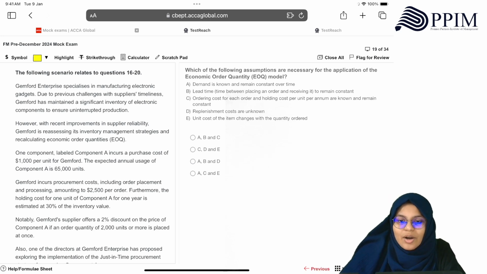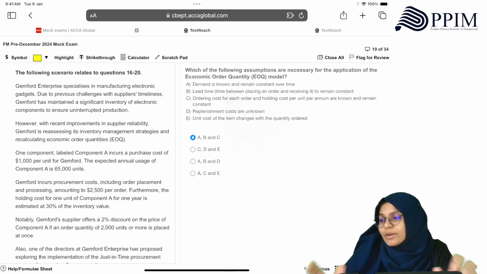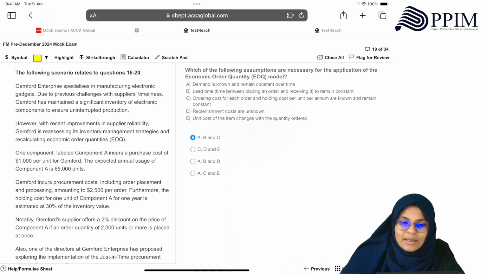Okay. C is saying ordering cost for each order and holding cost per unit per annum is known and remains constant. Correct. Part of our equation. So A, B and C. Let's read D and E as well. Replenishment costs are unknown. That's wrong. We know how much we will have to pay to buy a new unit. Unit costs of item changes when the quantity ordered changes? No. If the unit cost changes in case there is a discount or something, EOQ will not give you the minimized cost. So E is also not the case. A, B and C. So the answer there is the first one.